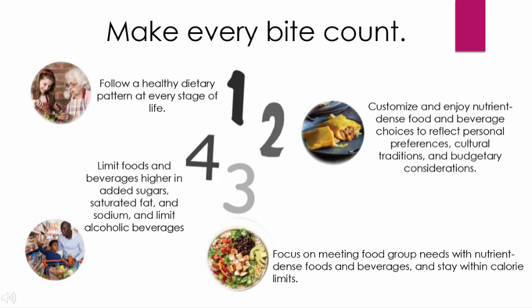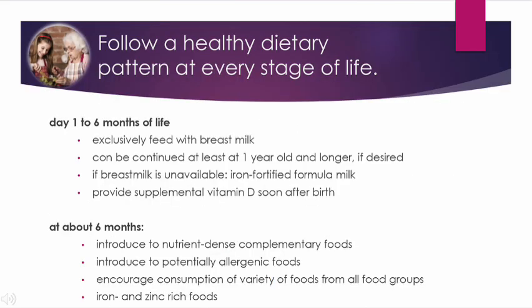Now let's apply this principle starting from the earliest stage of life. This slide focuses on early life nutrition, which is actually very critical. From birth to 6 months, the recommendation is exclusive breastfeeding. Why? It provides complete nutrition and supports immunity. It reduces risk of infections and chronic disease later in life. Vitamin D supplementation is also recommended because breast milk alone may not provide enough. If breastfeeding is not possible, iron-fortified formula is used.